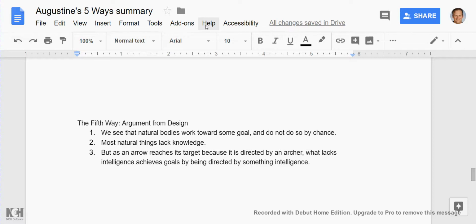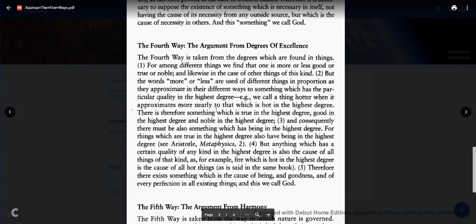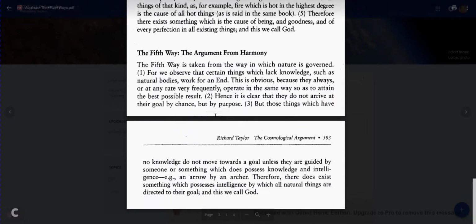So as an arrow reaches its target, it's directed by an archer. The arrow doesn't have intelligence, but there is obviously an intelligent being that has employed the arrow on its path to achieve the target. What lacks intelligence achieves goals by being directed by something that is intelligent, i.e. there's the purpose of design in the universe. So let's see what he said. The fifth way, argument from harmony. By harmony, what he really means is that there's a divine order in the universe.